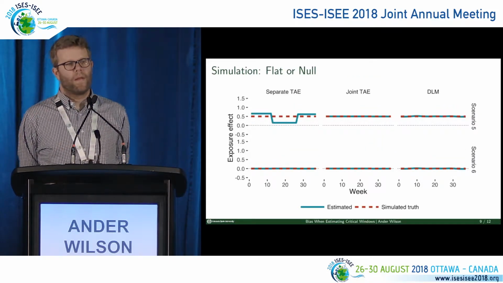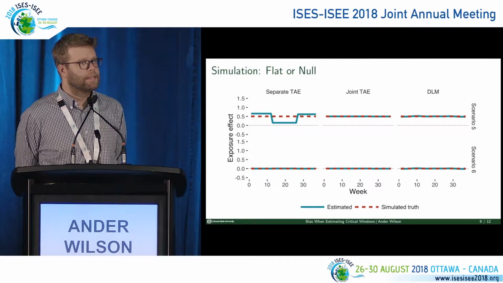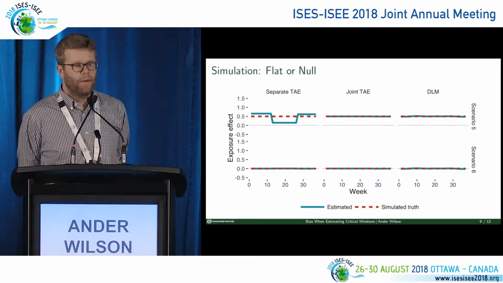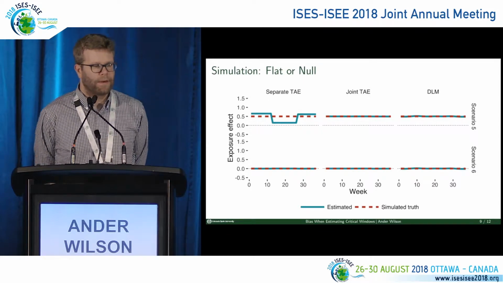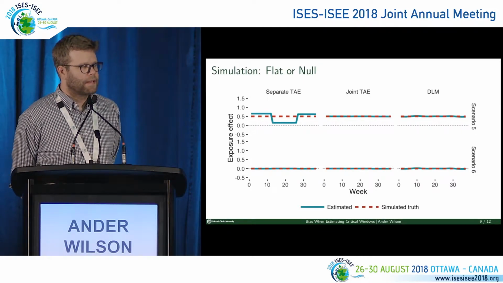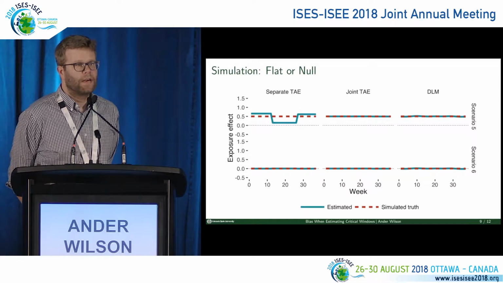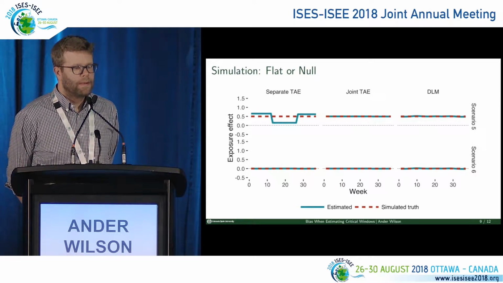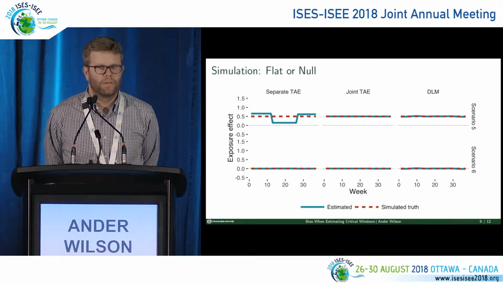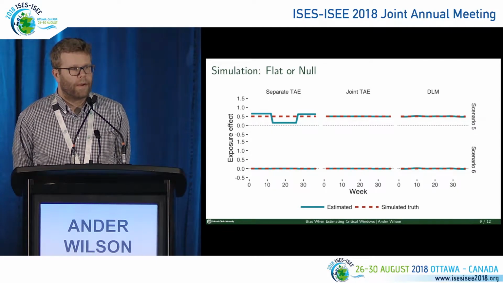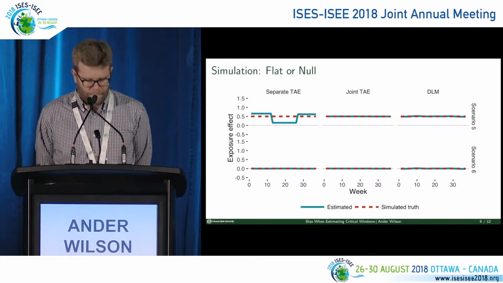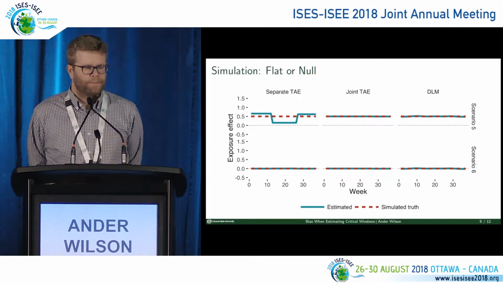Then here on the top row, we look at a case where there's a constant association, so there's no defined window. The DLM and the joint TAE model do really well. Well, the separate TAE model estimates that there's variable association across the pregnancy. In the sixth scenario, there's no true association. And so all three models do very well. There's no bias. So what's going on here?